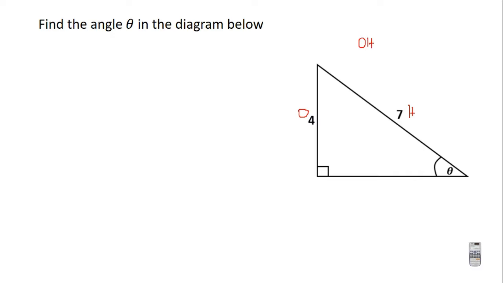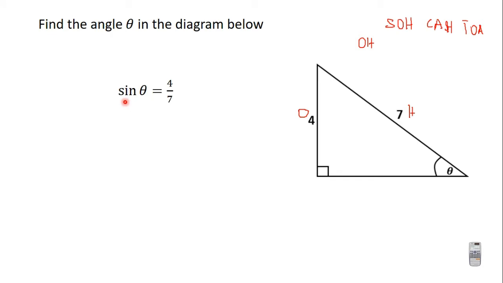So which trig ratio should we use? Remember the mnemonics, SOHCAHTOA. Meaning that we should use sine if you have opposite and hypotenuse. We should use cos if you have adjacent and hypotenuse. And we should use tan if you have opposite and adjacent. Here we have opposite and hypotenuse. So we are going to use the first one, which is sine.